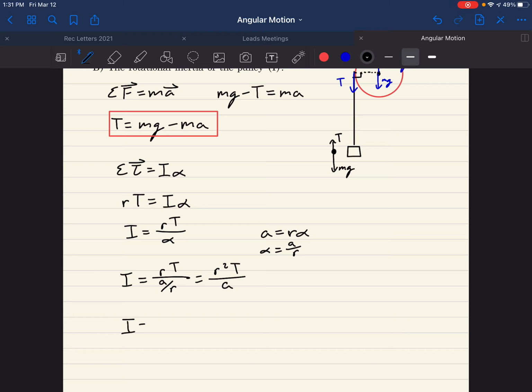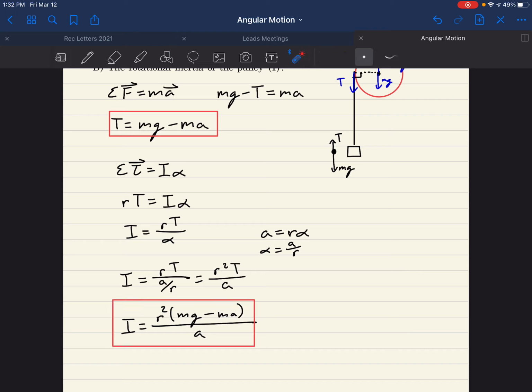So now we get I equals r times t. T we found in the other part of the question. It's mg minus ma. And all of that over, wait, did I forget something? Yes, I forgot my squared. R squared times t over a. And that should be my I, right there.